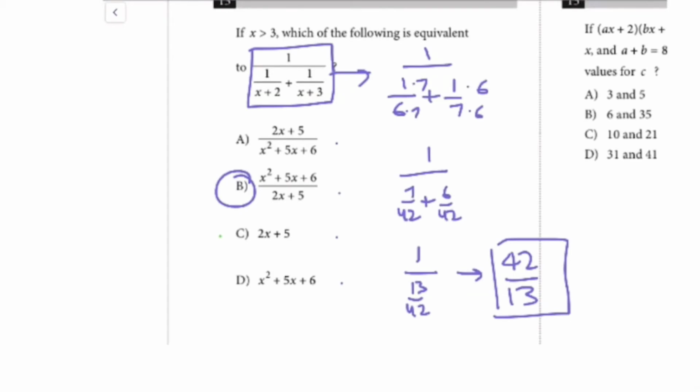Now, I don't want to solve for all of them, but I'm just going to show you that it will end up being the same for B. So I picked 4, right? So 4 squared is 16 plus 5 times 4, which is 20, plus 6 over 4 times 2 is 8 plus 5, which becomes 42 over 13. They're the same. So if you don't want to work with variables as much, this is something you could do. But personally, I find that it's more time-taking because you have to work through each and every answer.